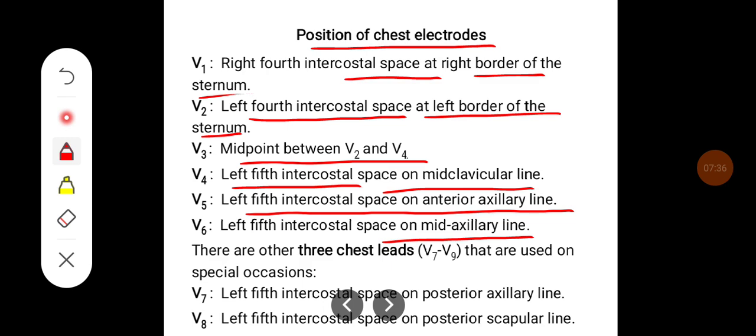So there are other chest leads, V7 to V9, that are also used on special occasions. That is, V7 will be placed on the left fifth intercostal space on the posterior axillary line, whereas V8 on the left fifth intercostal space on the posterior scapular line.